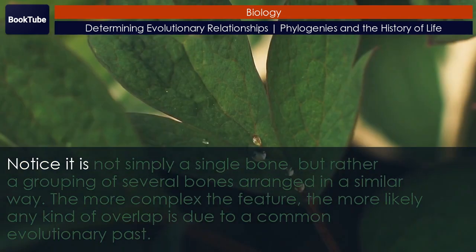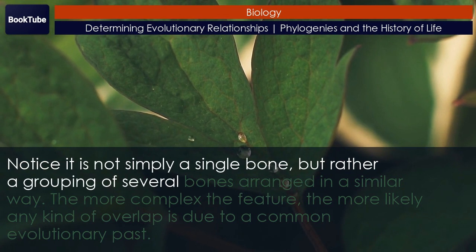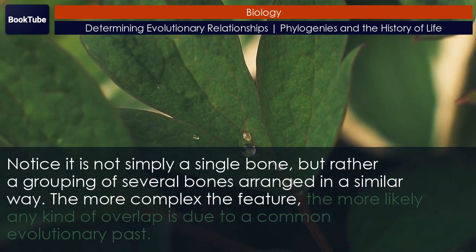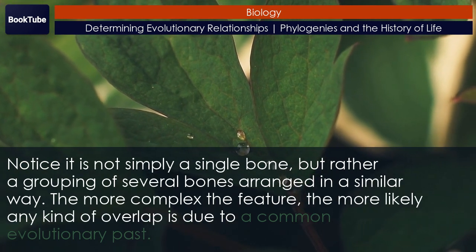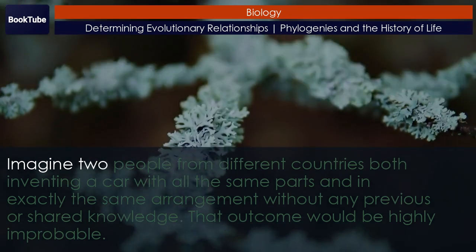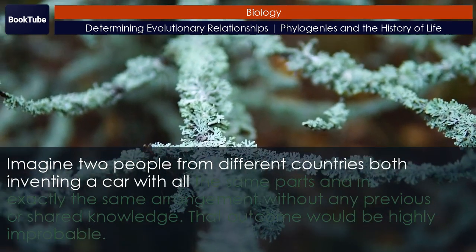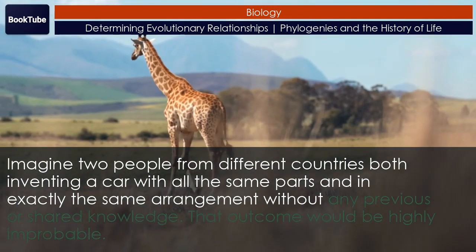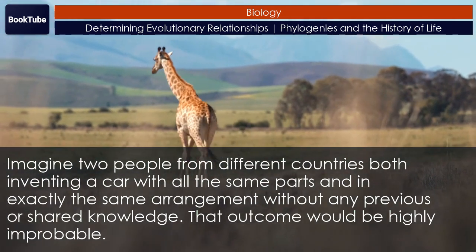Notice it is not simply a single bone, but rather a grouping of several bones arranged in a similar way. The more complex the feature, the more likely any kind of overlap is due to a common evolutionary past. Imagine two people from different countries both inventing a car with all the same parts and in exactly the same arrangement without any previous or shared knowledge. That outcome would be highly improbable.